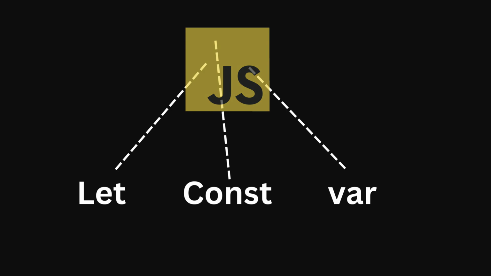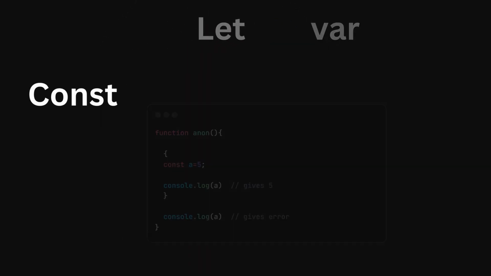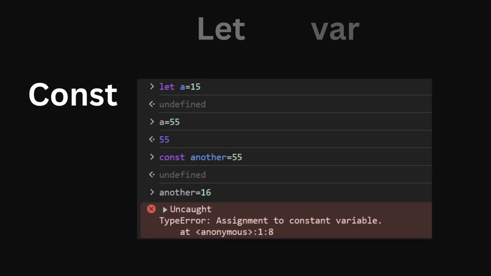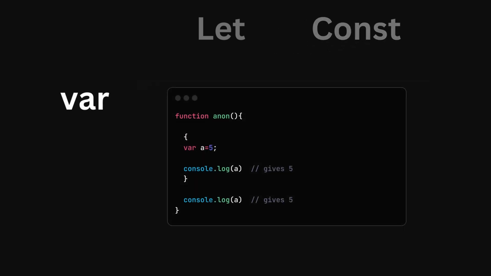Let gives you a block scope, meaning that the variable is only available inside the block. Const is also a block scope variable like let, but unlike let, it cannot be reassigned. Var is quite different. It's a function scoped variable, meaning that it is available throughout the function. Even if it is declared in a block, it is available in the function.